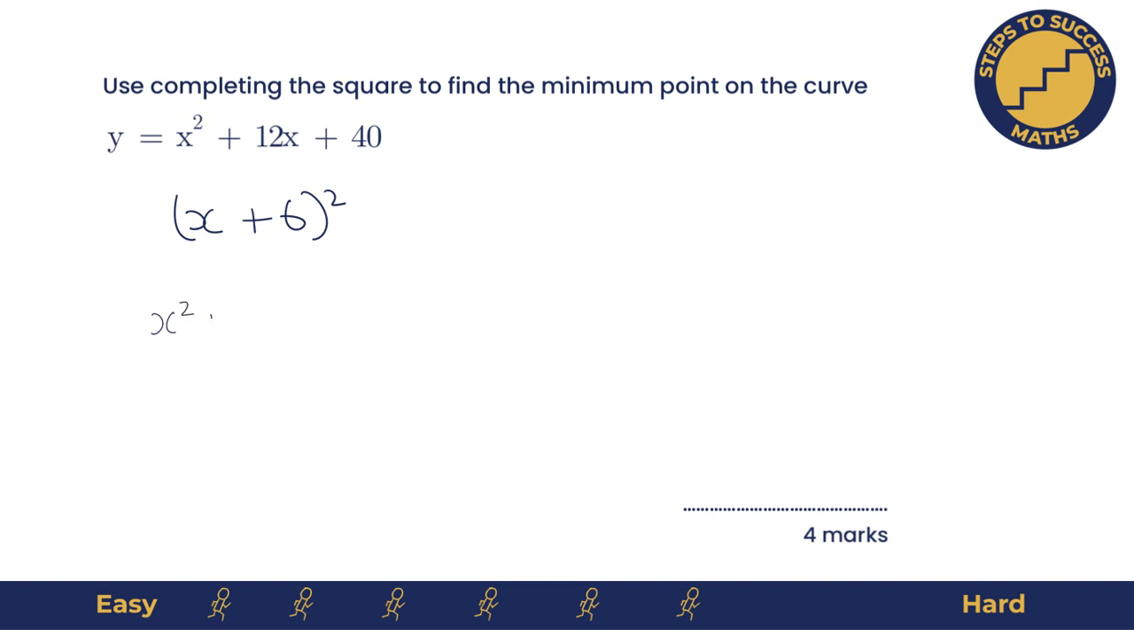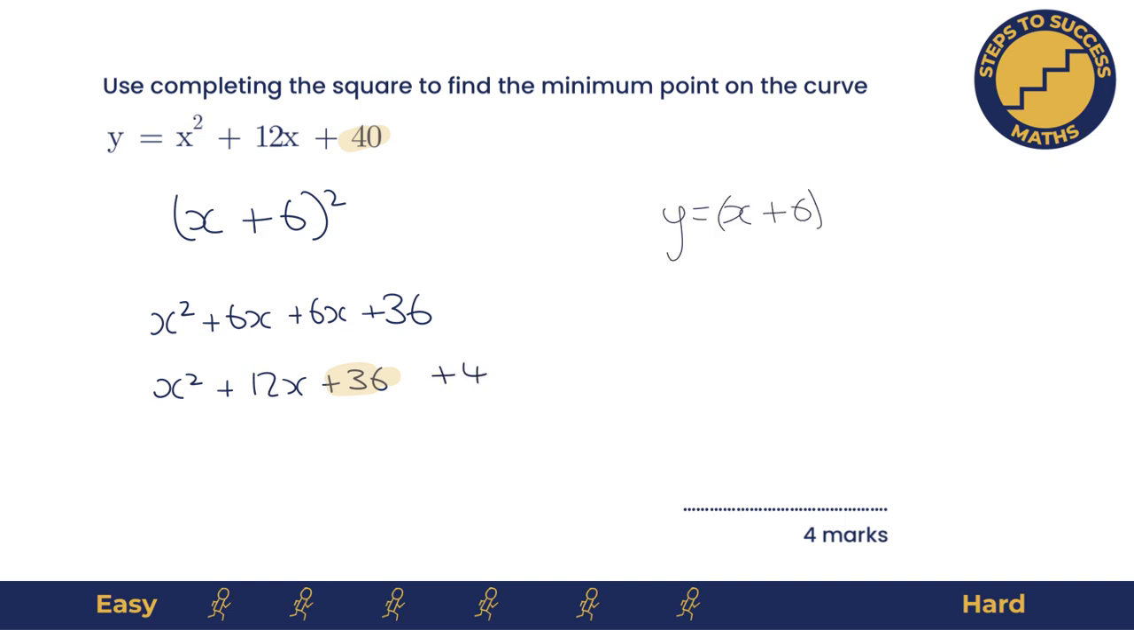x squared plus 6x plus 6x plus 36. Tidy it up. x squared plus 12x plus 36, and we want it to be 40, so we need to add 4. So completed form is y equals x plus 6 squared plus 4.